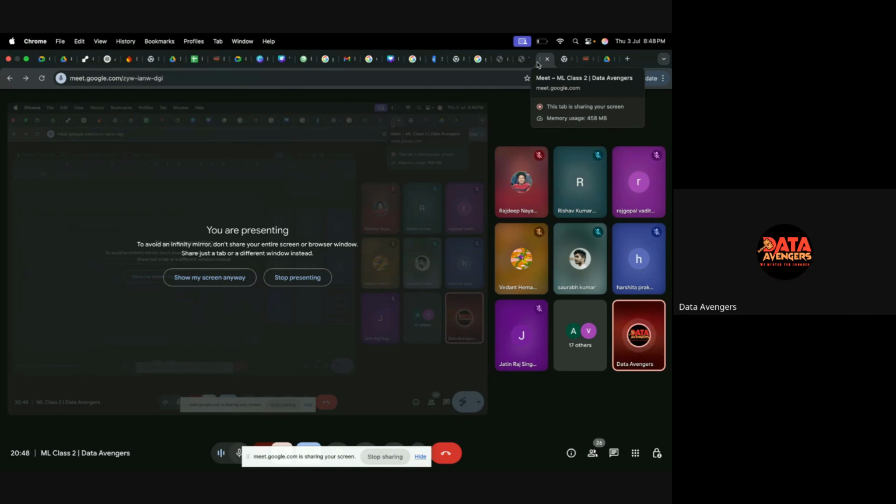Next question. So tell me, Rajdeep, what exactly is a cost function?